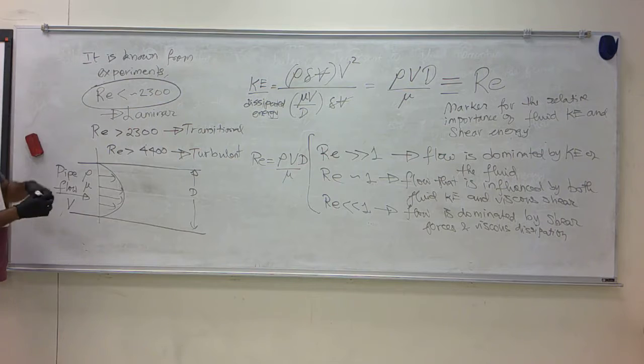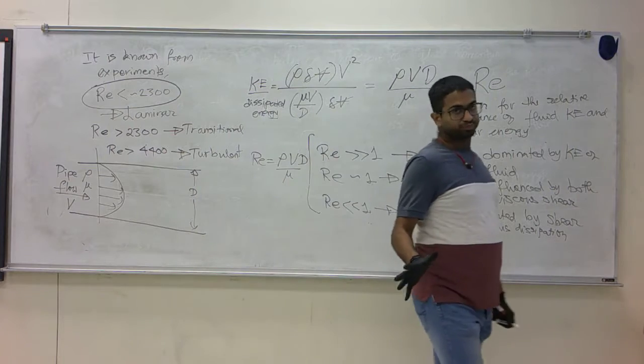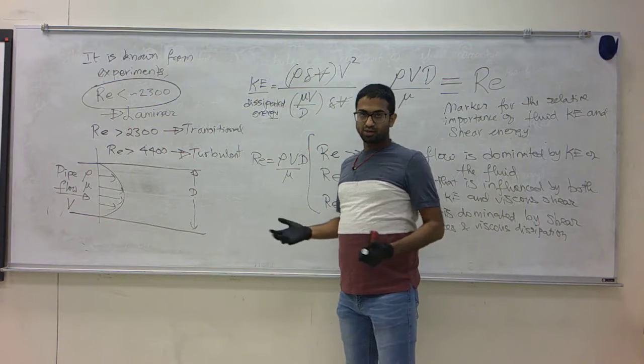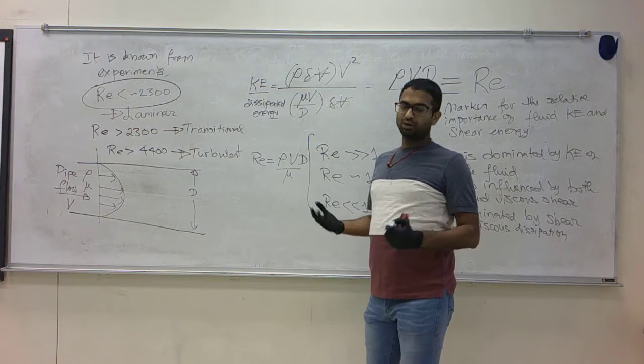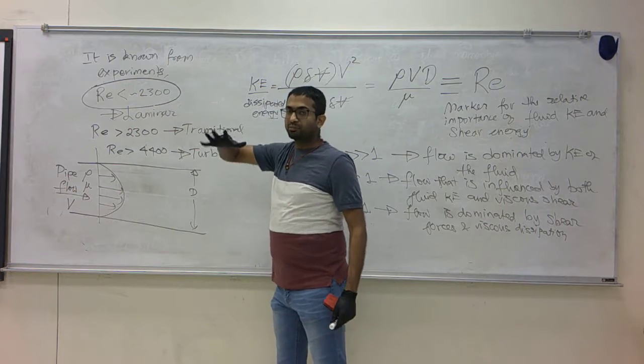Now, why is this number 2300? What is the significance of 2300? We don't know the answer to that question. We don't know why it's 2300 and why not 2400 or why not 4200. It's generally in the range of 2200 to 2400, something like that.